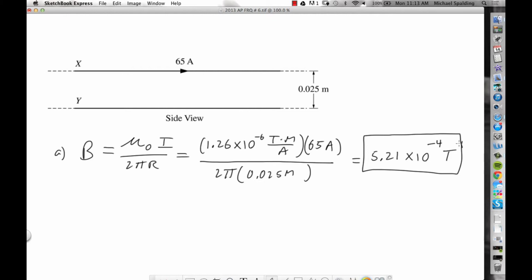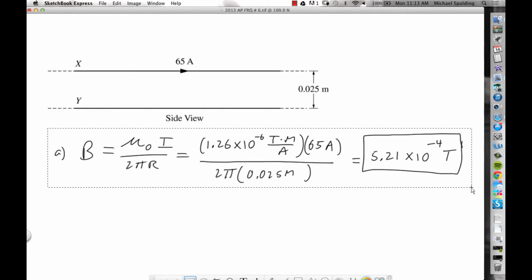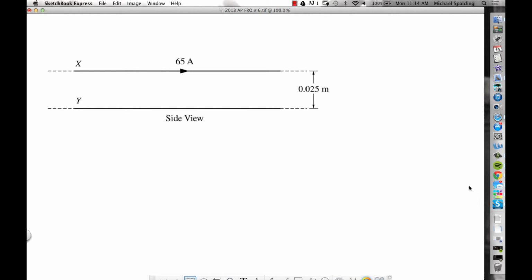Calculate the magnitude of the current in wire Y. Okay, so to do this, you have to read part of what's stated in the problem. What they told us was that wire Y is free to move. It's free to move up and down, but it's floating there, right? In the problem, it says wire Y, which is part of a second circuit, is free to move vertically and is suspended at rest by the magnetic force.